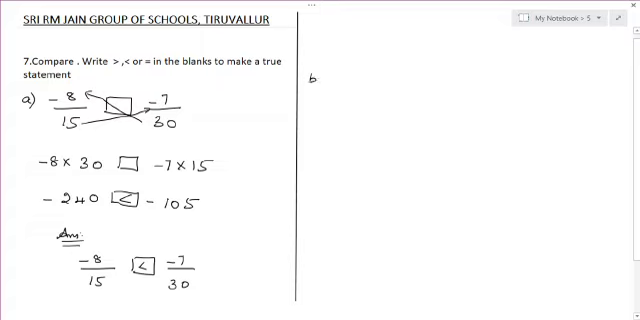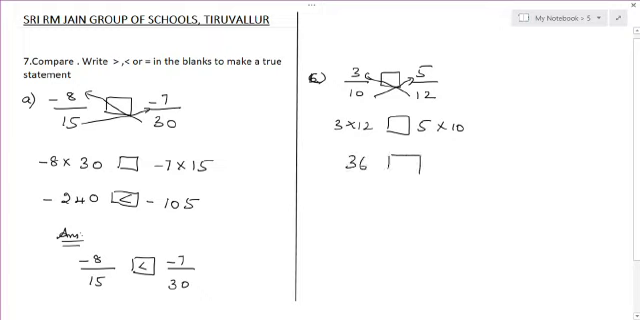Let me do one more sum. I'll do C sum because B is in the same model. 3 by 10. We are going to compare it with 5 by 12. So cross multiply. 3 into 12, 5 into 10. 3 into 12 is 36. 5 into 10 is 50. Since both the numbers are positive, you can give that 36 is lesser than 50. So your answer: 3 by 10 is lesser than 5 by 12.